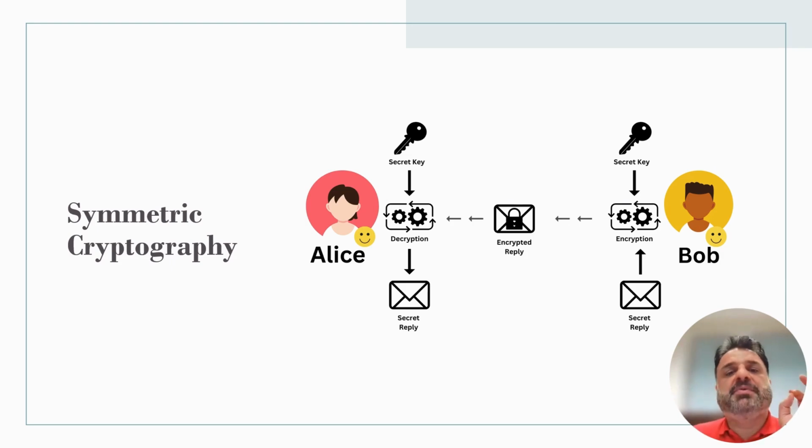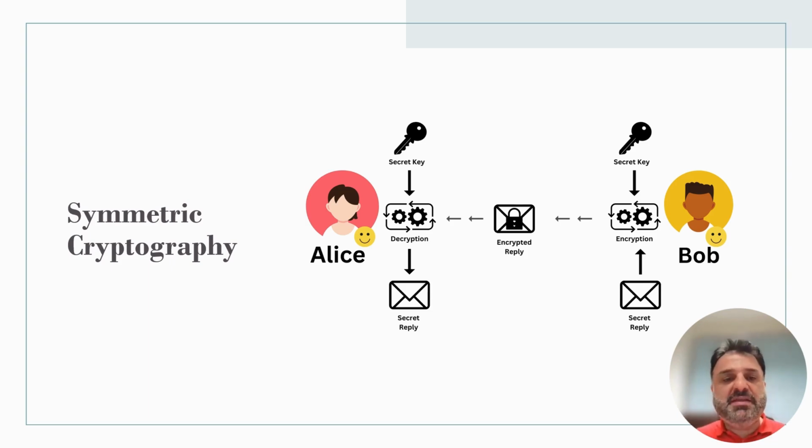Symmetric cryptography, also called secret key encryption, is a method where the same key is used both to encrypt and decrypt the data, by the sender and also by the receiver. So think of it as a locked box: the same key locks it and also unlocks it. How does it work? Let's talk about that.